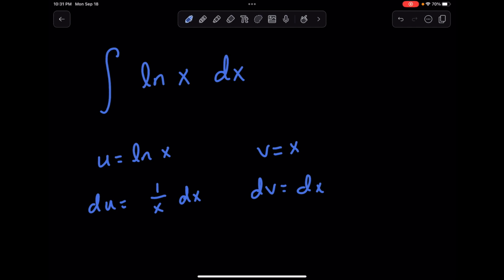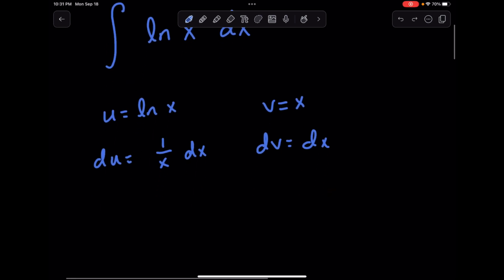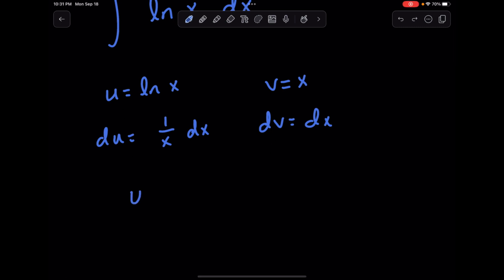And this is the setup that you're going to always want to use when integrating a log function when it's on its own. Your u is your log function, and your dv is just dx. Now we can use our integration by parts equation: uv minus the integral of v du.